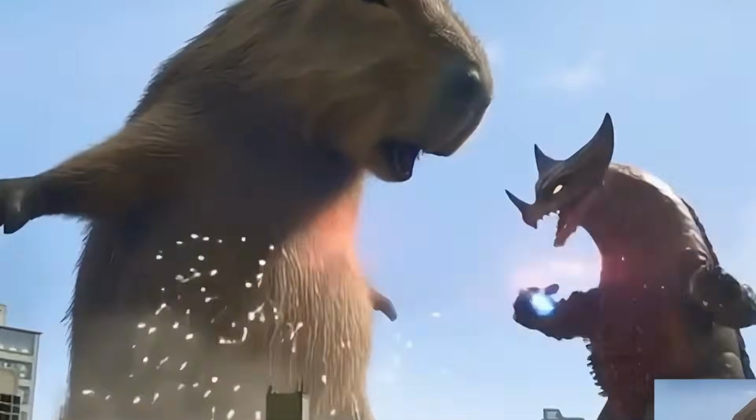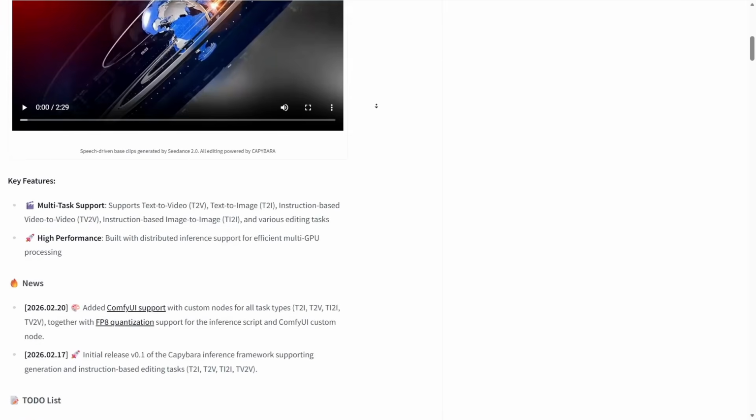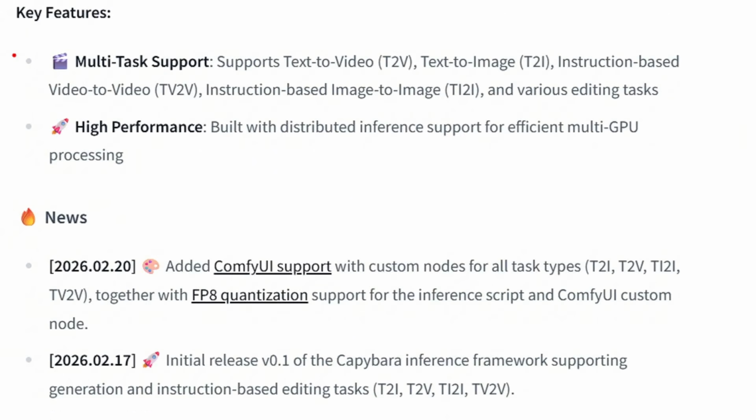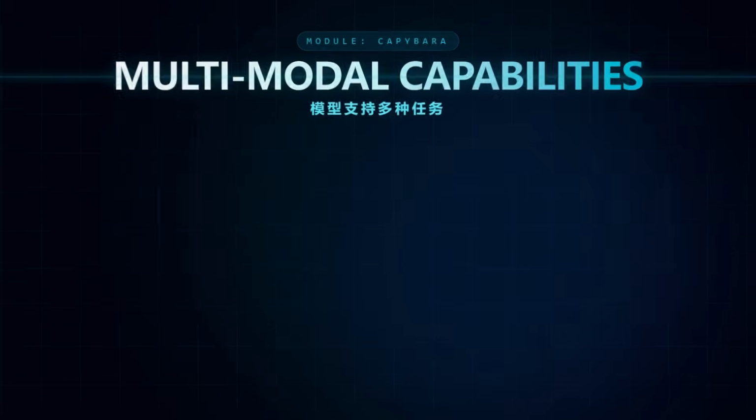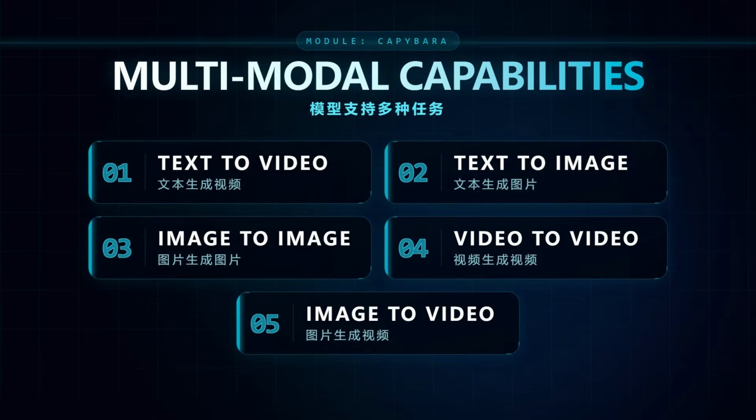Today, I'm going to introduce an incredible all-in-one model called Capybara. Why do we call it an all-in-one model? If you check its Hugging Face page, you'll see it supports a variety of tasks: text to video, text to image, image to image, video to video, and image to video.